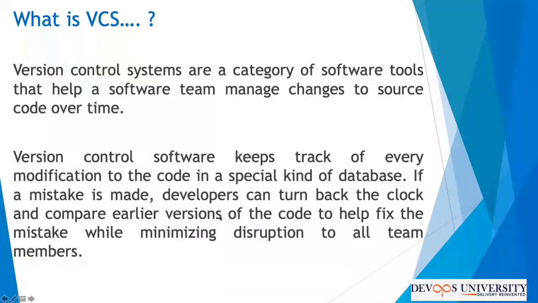So version control systems are a category of software tools that help software teams manage changes to source code over time. With respect to time, when changes are being done to your source code, they track you. They keep track of each and every modification to the code in a special kind of database internally. If a mistake is made unintentionally or intentionally or accidentally, whatever, developers can turn back their clocks and compare their versions with the previous code, and it helps them to fix these errors.